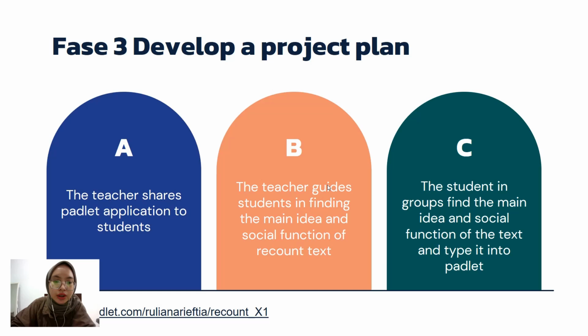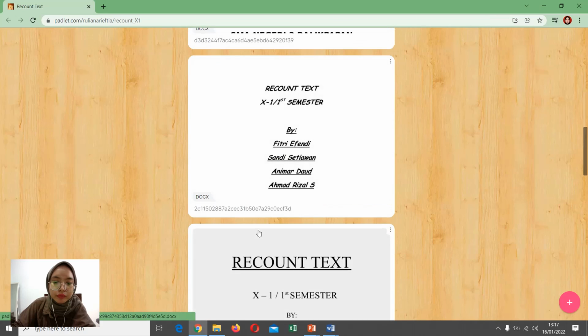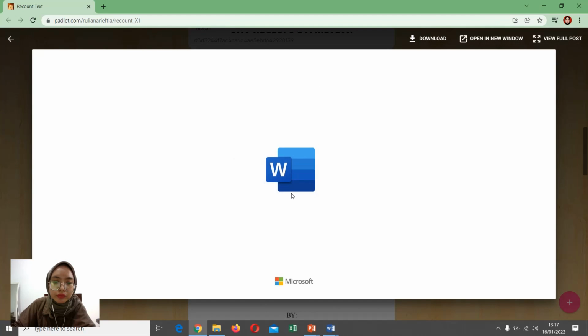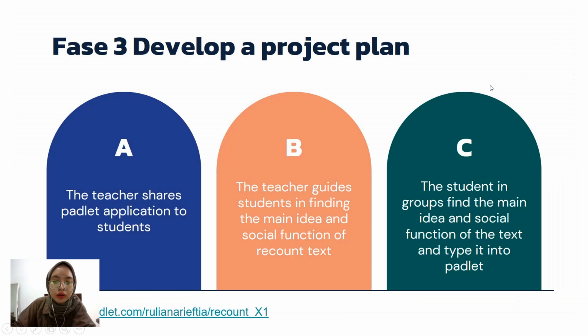In here, the teacher shares the Padlet application with the students, something like this. While the teacher guides the students in finding the main idea and social function in the context. After that, the students in groups find the main idea and social function of the text and type it into the Padlet, and so on.